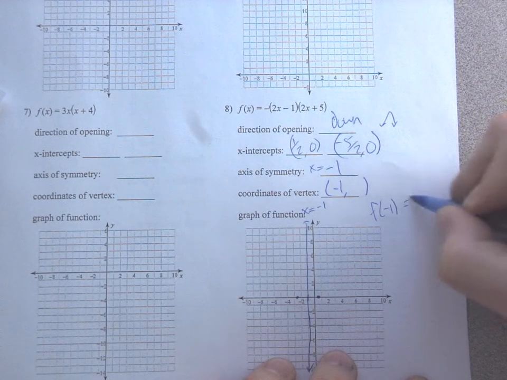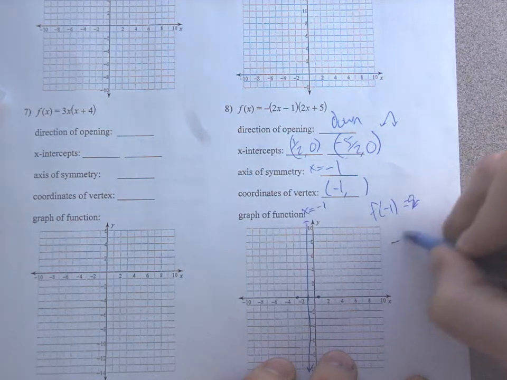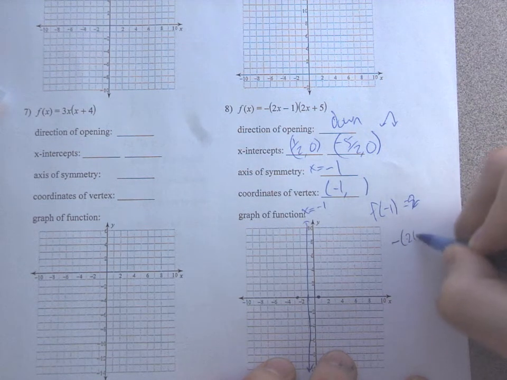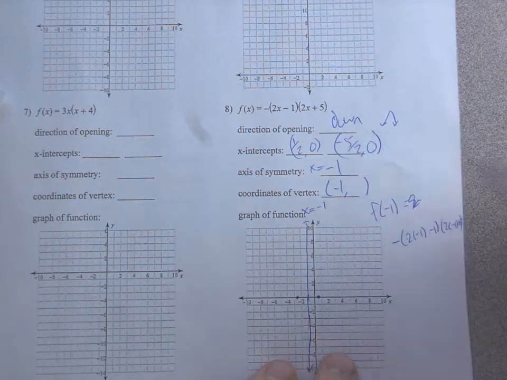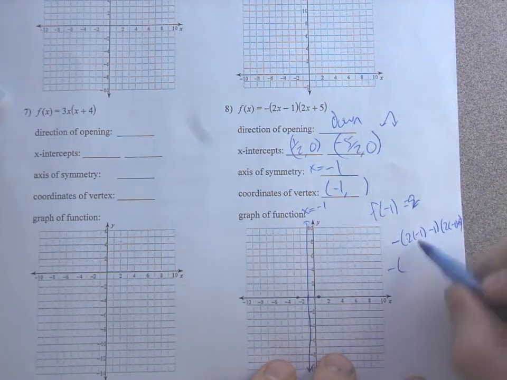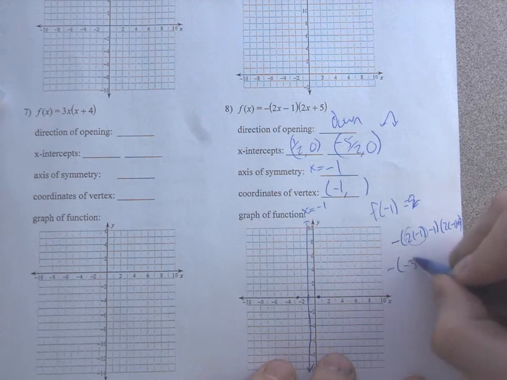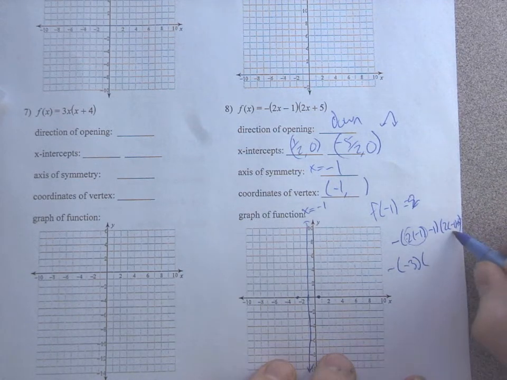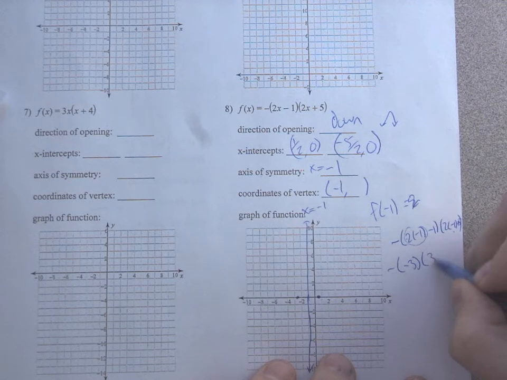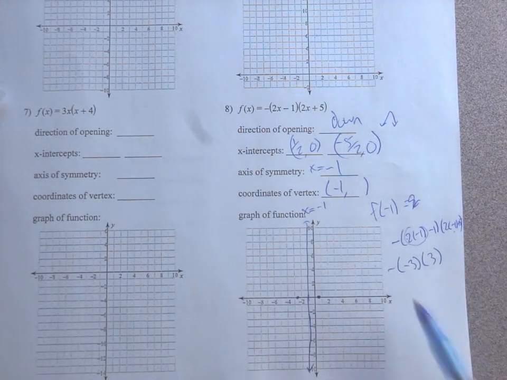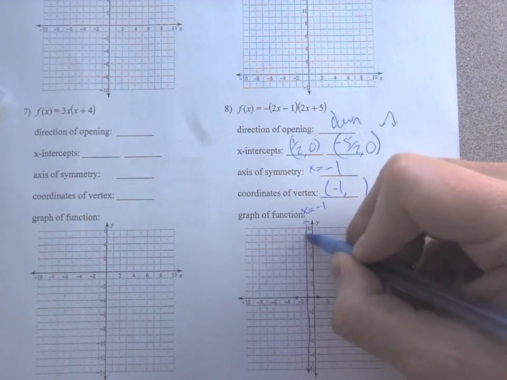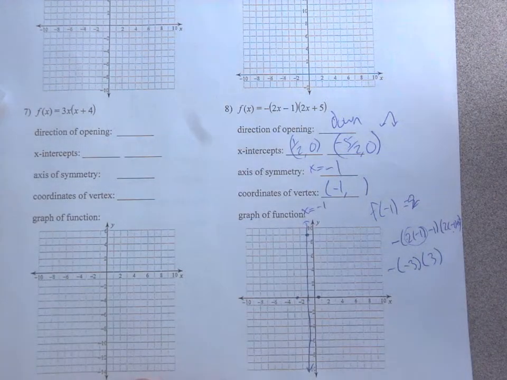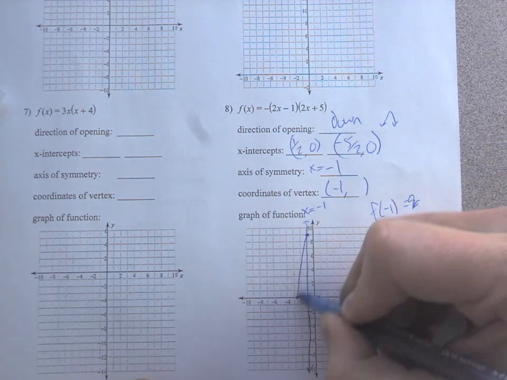F of negative 1 equals negative 2 times negative 1 minus 1 times 2 times negative 1 plus 5. So this is going to be negative 2 minus 1, which is negative 3. And then this is going to be negative 2 plus 5, which is positive 3. So it looks like we're going to be up here at positive 9. 1, 2, 3, 4, 5, 6, 7, 8, 9. Okay, and we know this thing is going to open down, so there we go.